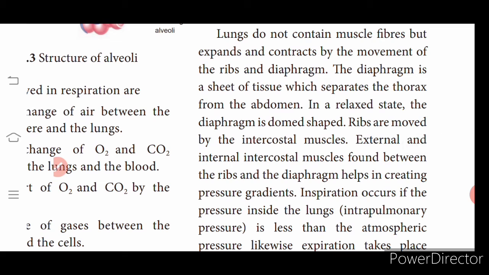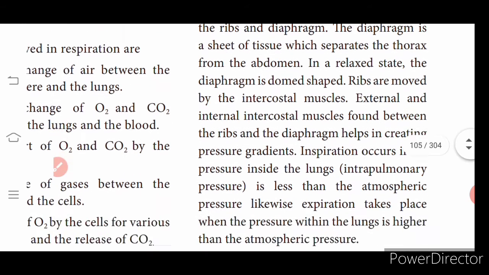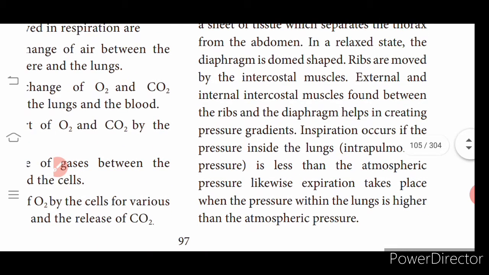Lungs do not contain any muscle fiber. Okay, so expansion and contraction is happening with the help of the ribs and diaphragm only. Follow? So now we have the definition for diaphragm. It is a sheet of tissue. It is a thick muscular tissue. Separates the thoracic region from abdominal region. So in the relaxed state, diaphragm is dome shaped.